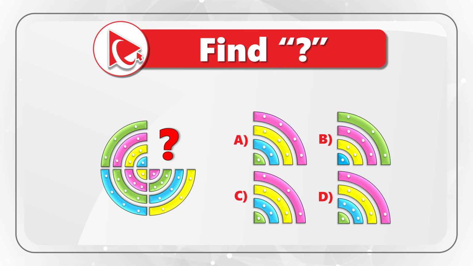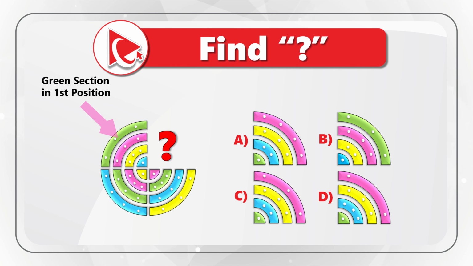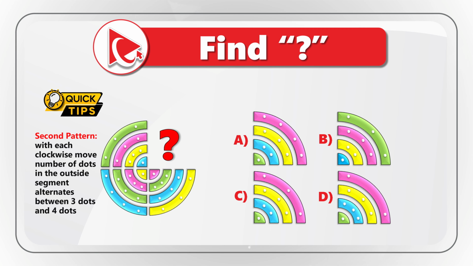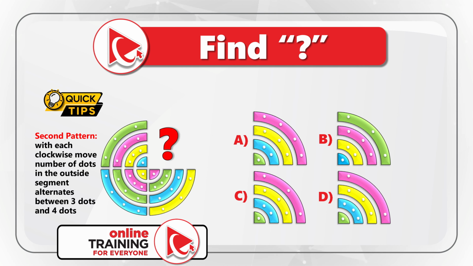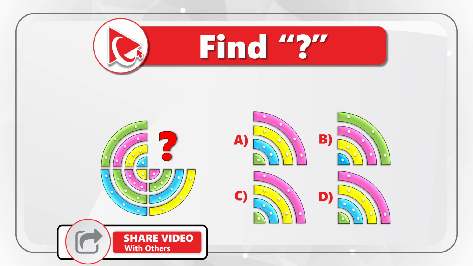Now, let's take a close look at the green section at 5 o'clock. When we move to the 7 o'clock section, it becomes second from the outside. And when we move to the 10 o'clock section, it becomes the most outside section. But color moving to the outside is not the only pattern here. The second pattern is that with each clockwise move, the number of dots in each section alternates between 3 and 4, but only on the most outside segments. Let's take a close look.